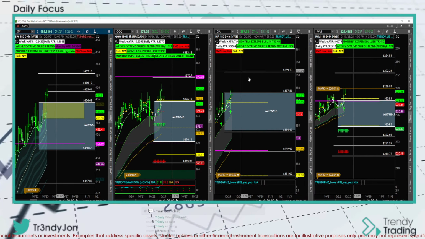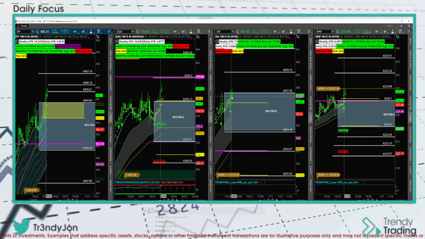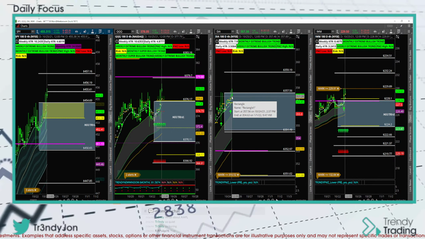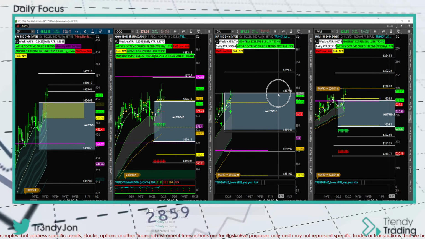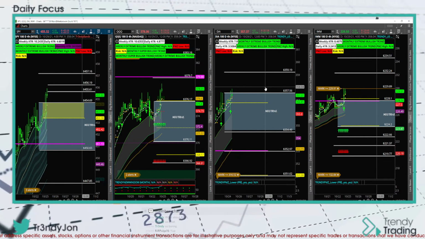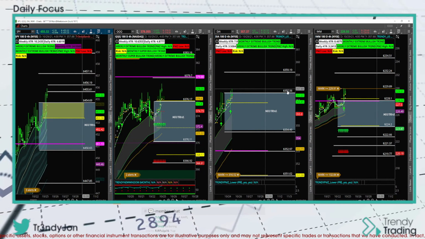Let's go over here to the Dow Jones or the diamonds. Again, we have an inside candle. It cannot close over the 357.56, so therefore it's off limits for me.